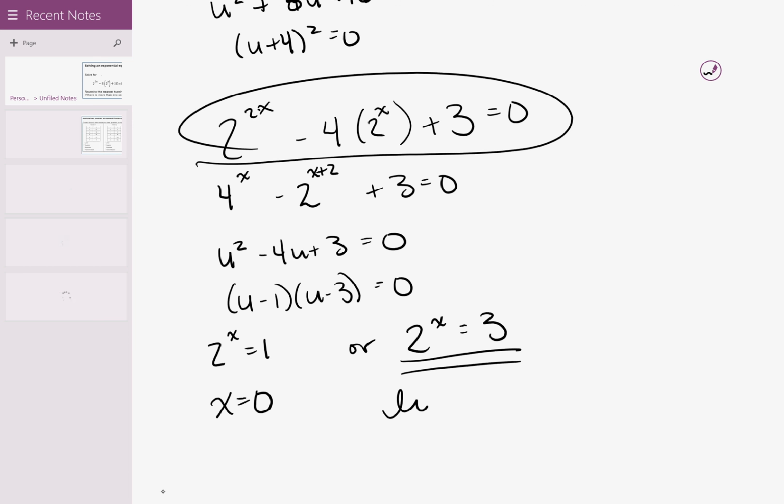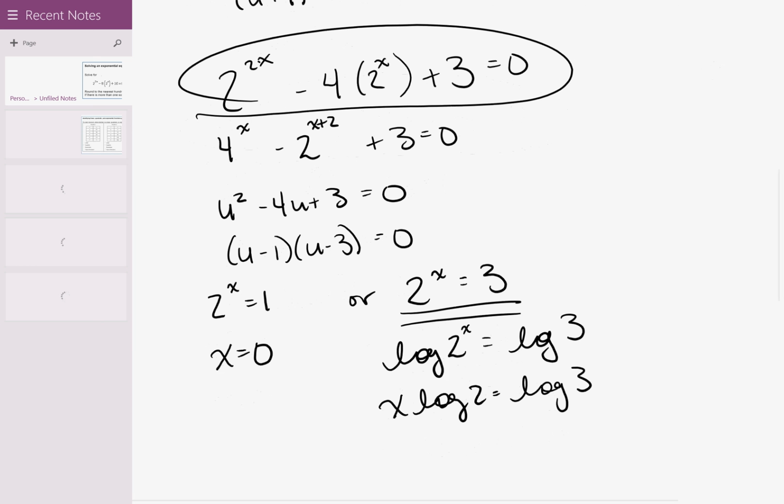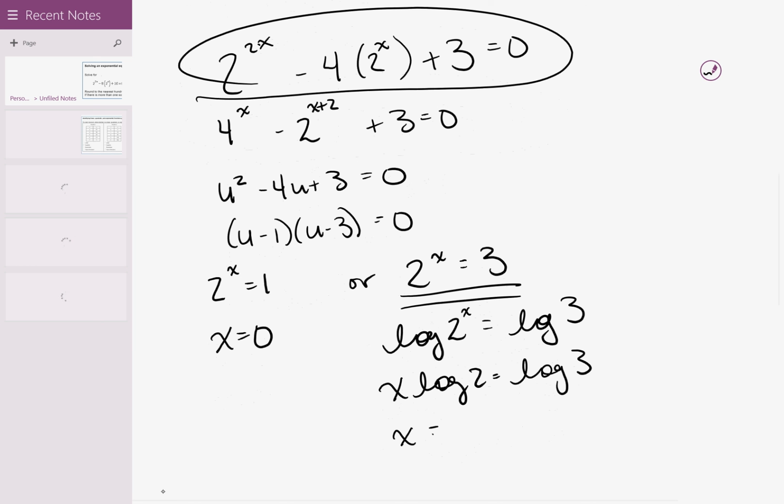Take the log of both sides. Or in other words, x log 2 is equal to log 3. And then x is equal to log 3 over log 2. Right? So there are a lot of different options for these types of problems.